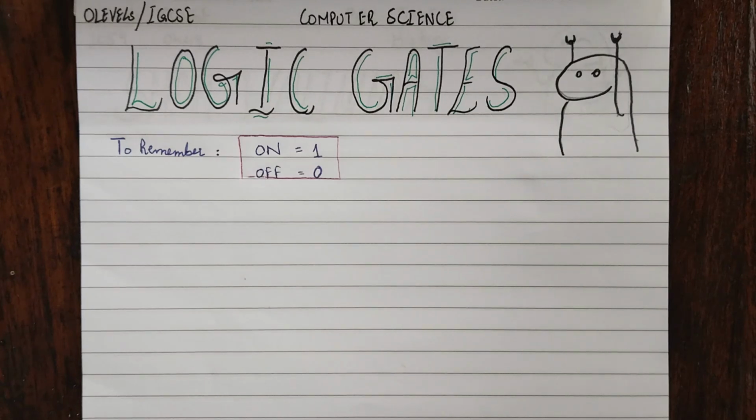Hello everyone, this is ACIs and today we will be doing logic gates for the computer science subject of IGCSE and O Levels. This is maybe chapter 10 from your books.